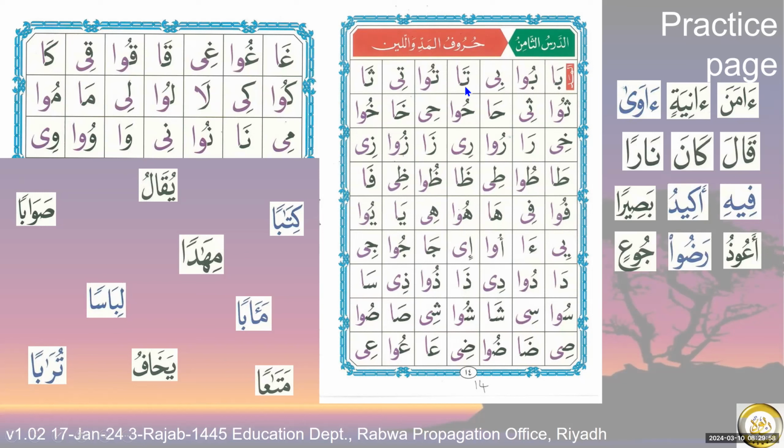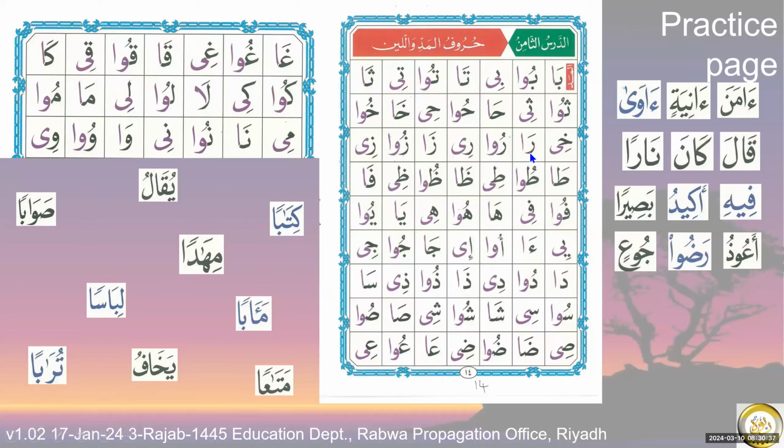Ta fatha alif, ta dhamma waw sukun, tu, ta kasra ya sukun, ti. Sa fatha alif, sa dhamma waw sukun, su, sa kasra ya sukun, si. Ha fatha alif, ha dhamma waw sukun, hu, ha kasra ya sukun, hi. Kha fatha alif, kha dhamma waw sukun, khu, kha kasra ya sukun, khi.